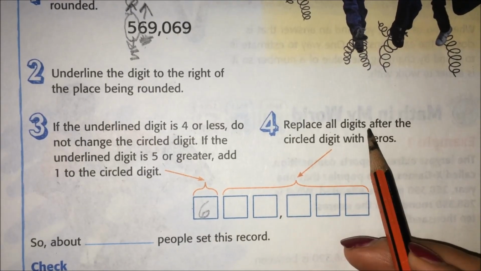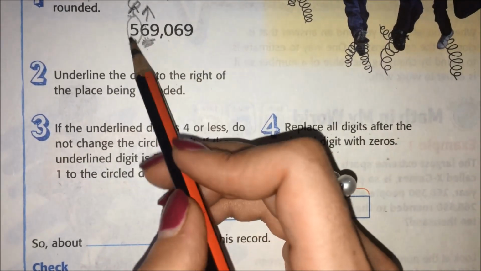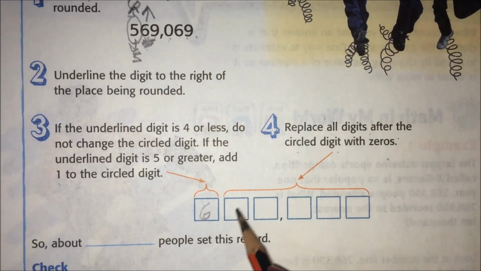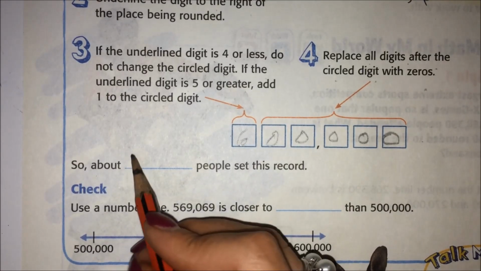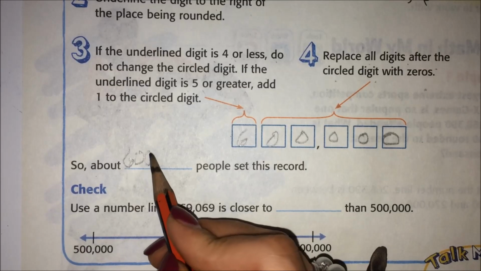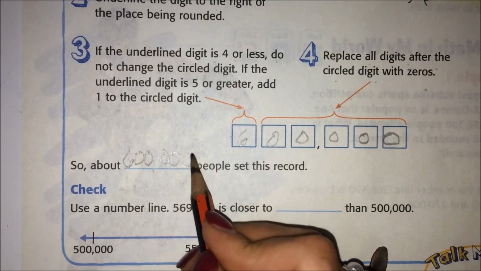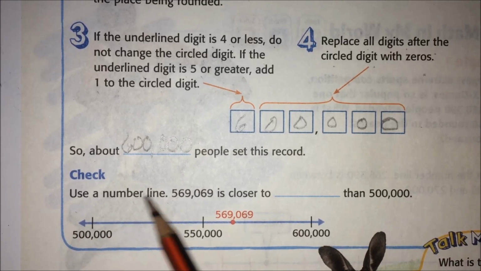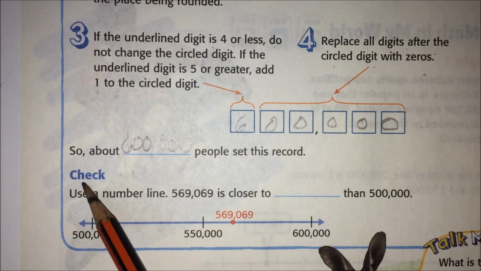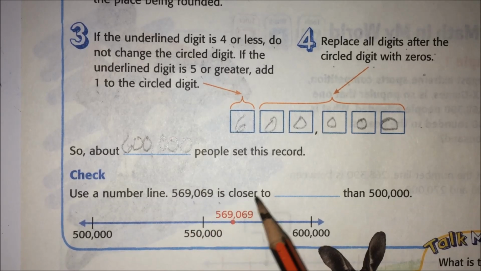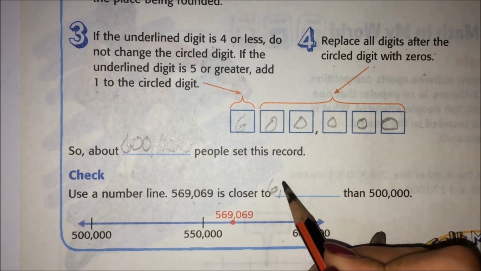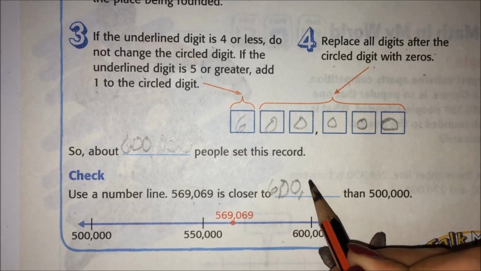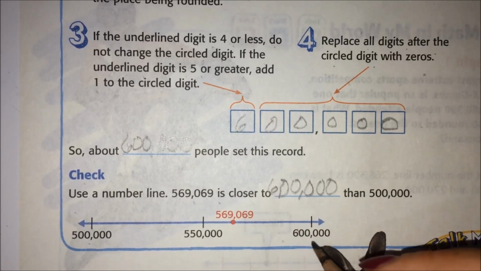And it says replace all digits after this circled digit with zeros. So we have 1, 2, 3, 4, 5 digits. So we need 1, 2, 3, 4, 5 zeros. So about 600,000 people set this record. Use a number line to check, okay? 569,069 is closer to what? It's between 500,000 and 600,000. So it's closer to 600,000 than it is to 500,000.